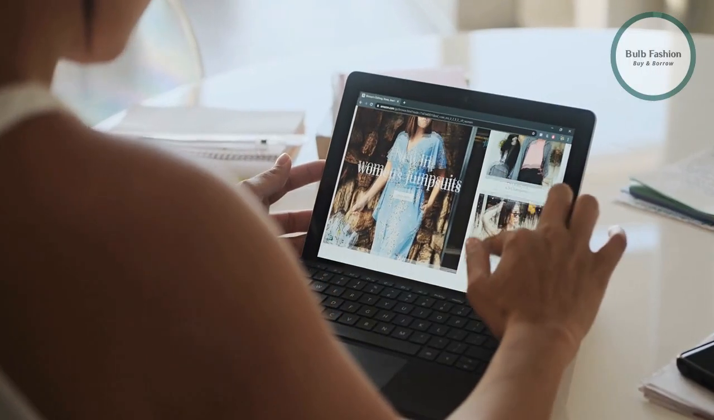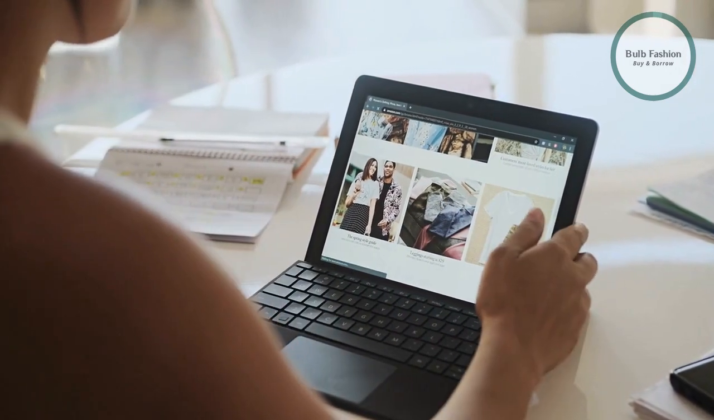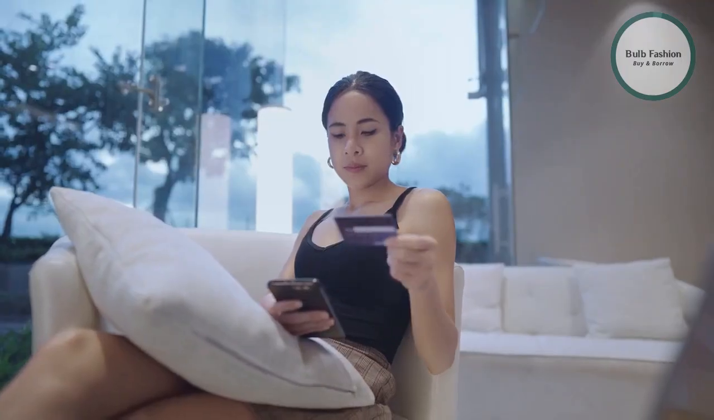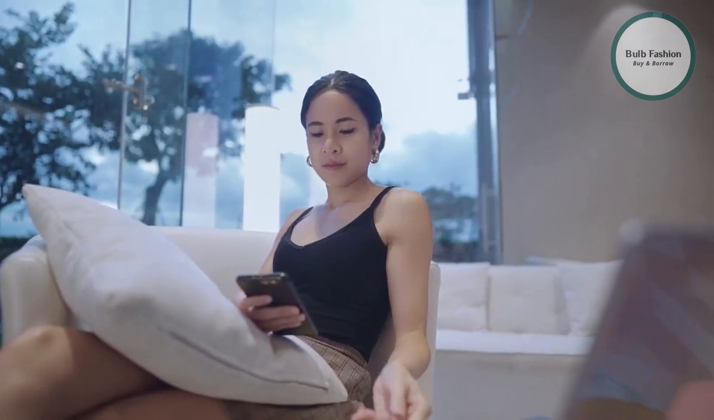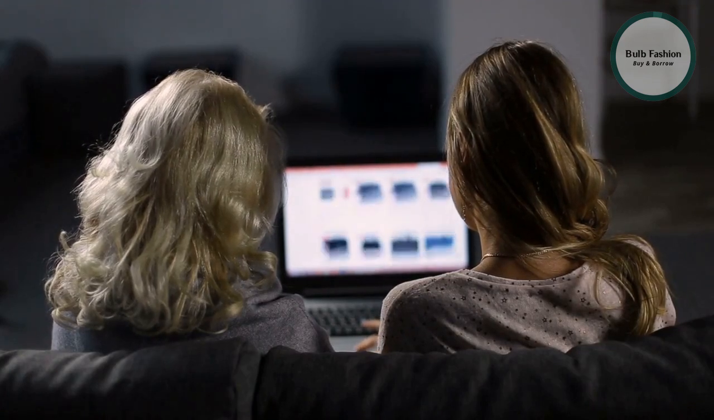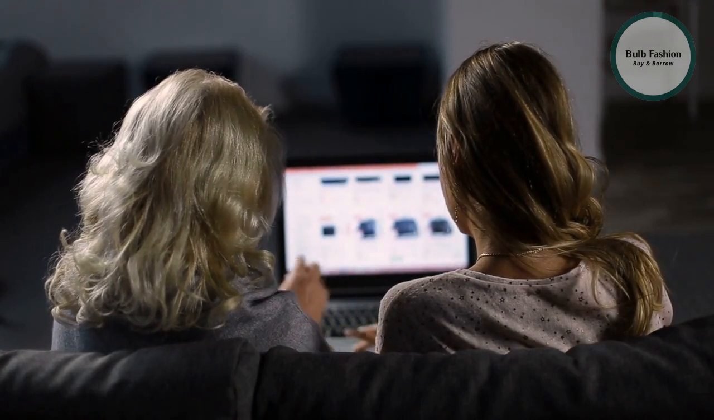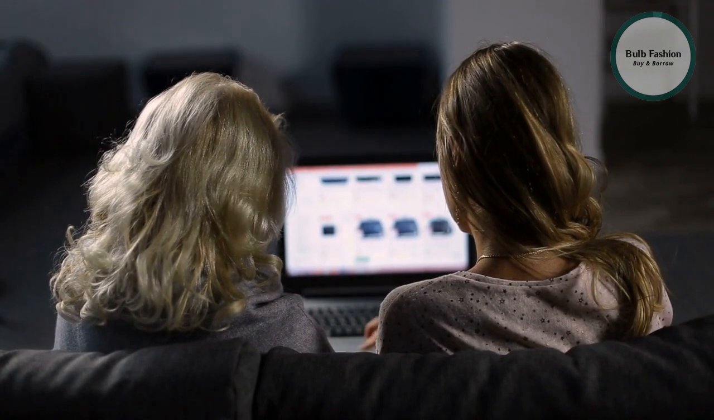Website traffic. This includes the number of visitors to your website, where they are coming from, and how they are interacting with your site. Sales and revenue. This includes information on how many products are being sold, the average order value, and overall revenue. Customer behavior. This includes information on how customers are interacting with your website, such as how long they are spending on your site, which pages they are visiting, and what products they are viewing.